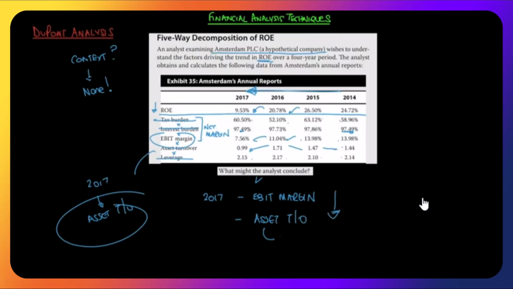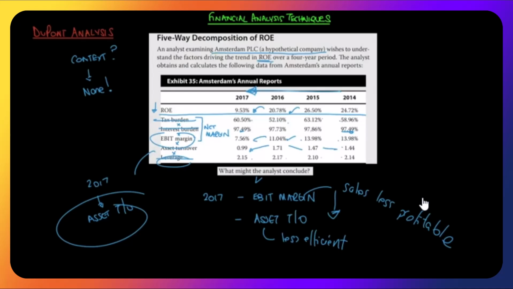What does that mean? We're being less efficient, and our sales are being less profitable, if that's indeed a phrase I've just made up. You're generating less profit, or certainly EBIT, per dollar of sales. It's nothing to do with tax or interest, and that's kind of backed up by the fact that leverage didn't change that much. So it's your operating margin, your EBIT margin, and your asset turnover. That's what I would conclude.